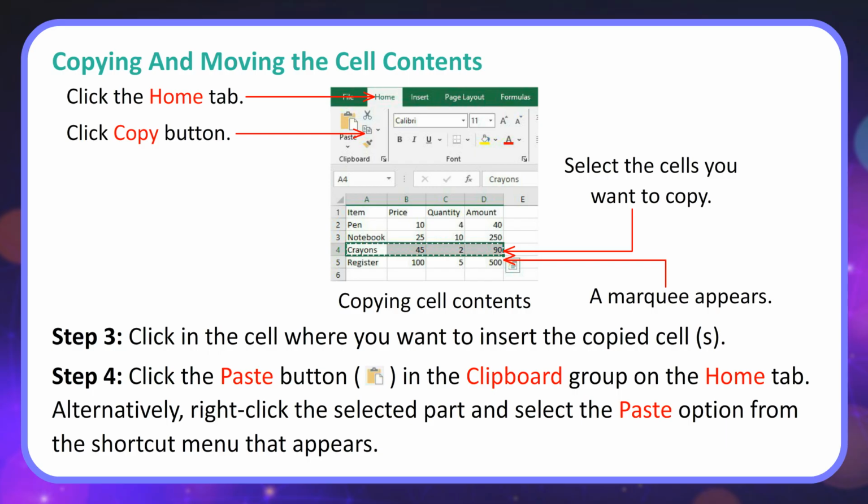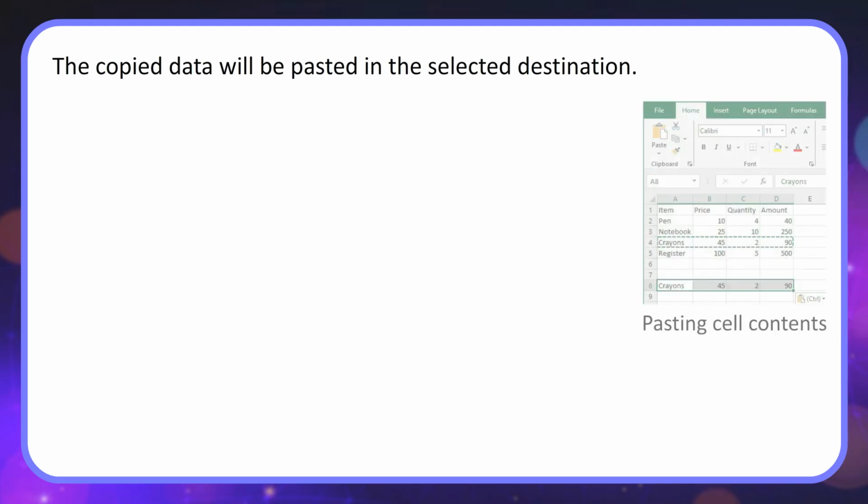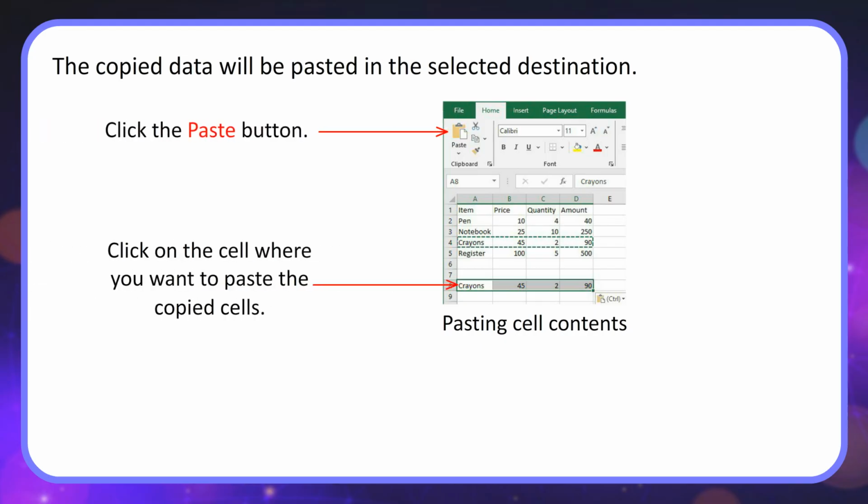Alternatively, right-click the selected part and select the Paste option from the shortcut menu that appears. The copied data will be pasted in the selected destination. Pasting cell contents. Click the Paste button. Click on the cell where you want to paste the copied cells.